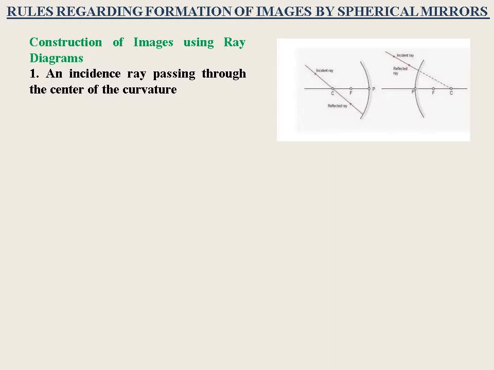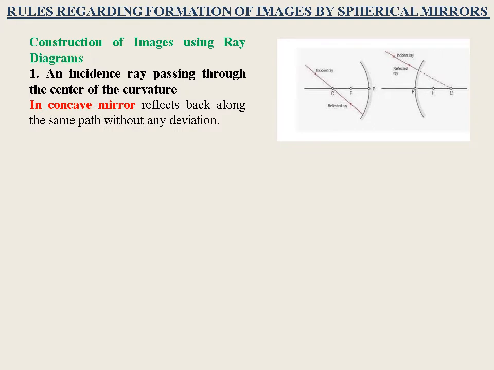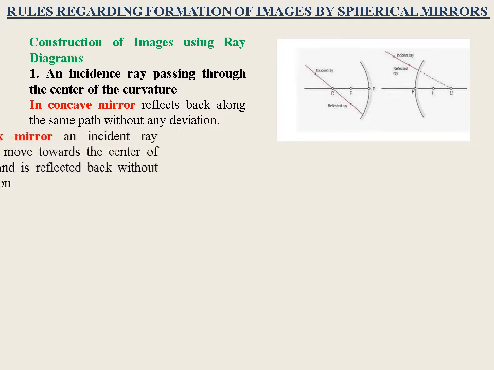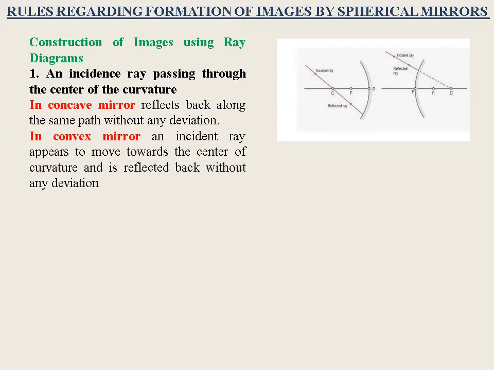Construction of images using ray diagrams. For convenience, any two of the following rays can be taken as incident rays for locating the image. An incident ray passing through the center of curvature of a concave mirror reflects back along the same path without any deviation. In case of a convex mirror, an incident ray which appears to move towards the center of curvature is reflected back along the same path without any deviation.